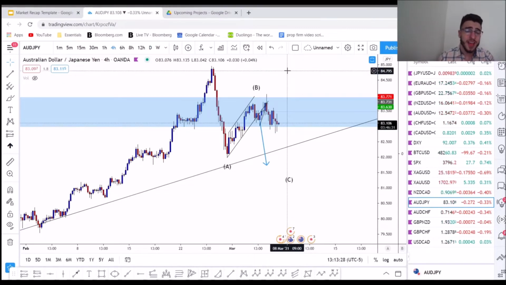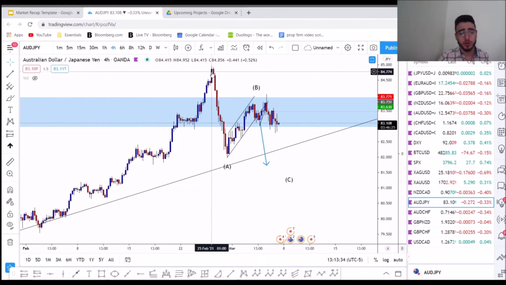Personally, I think there's a fantastic opportunity to be selling AUDJPY. This is a 4-hour chart, and we did just complete our 5-wave up, which was the end right here.